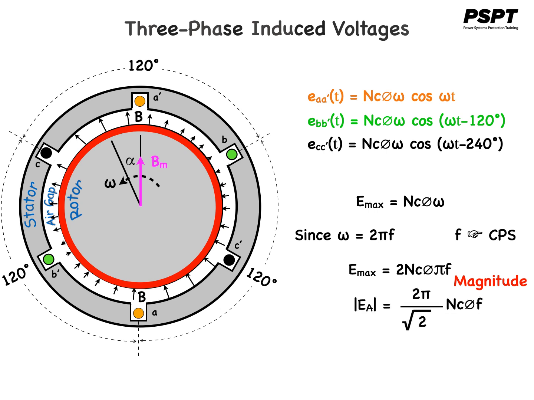Since E max is the peak voltage or maximum voltage of the sinusoidal voltage that's induced, the RMS voltage of any phase of this three-phase stator, and I'm just going to pick the A phase for now, the magnitude of the A phase in RMS terms is equal to 2 pi divided by the root of 2, times NC phi f, which simplifies to EA is equal to root 2 pi NC phi f, where f is in cycles per second of the magnetic field.